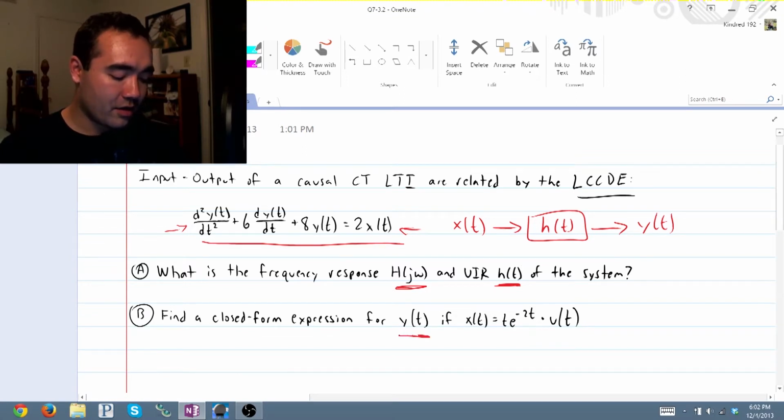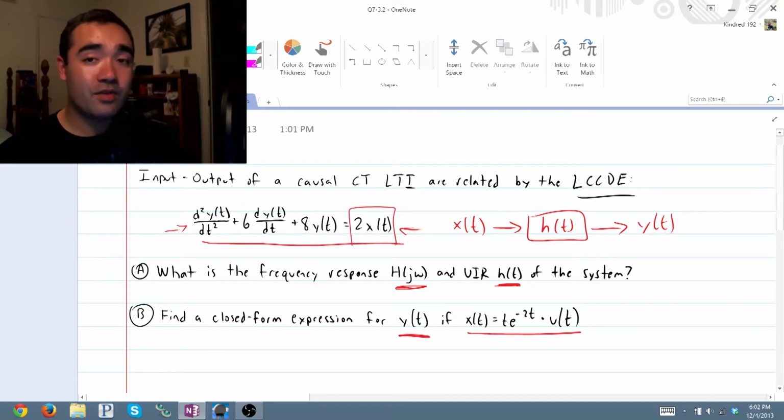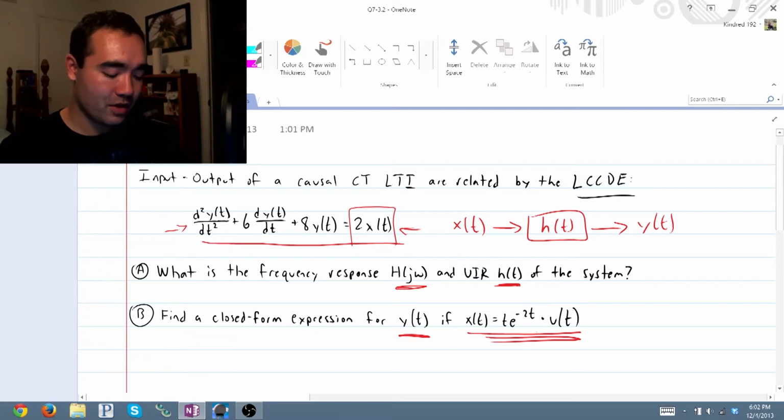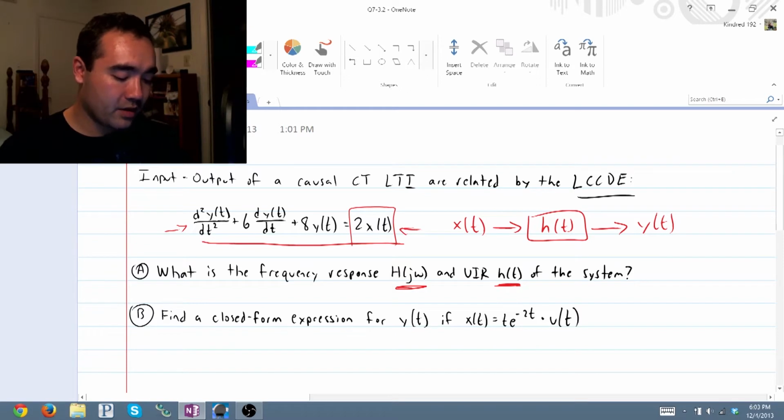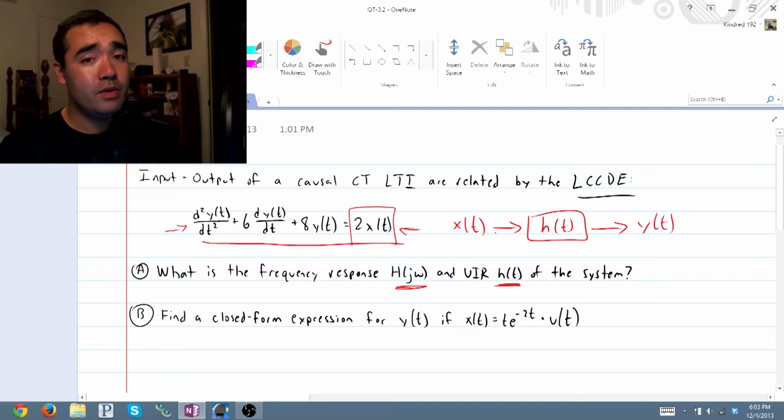And then what the problem asks us to do is to take that response function and give us our new output if we change the input from this 2 times x of t to this exponential expression here. So the first thing we need to do is find h of t, right?